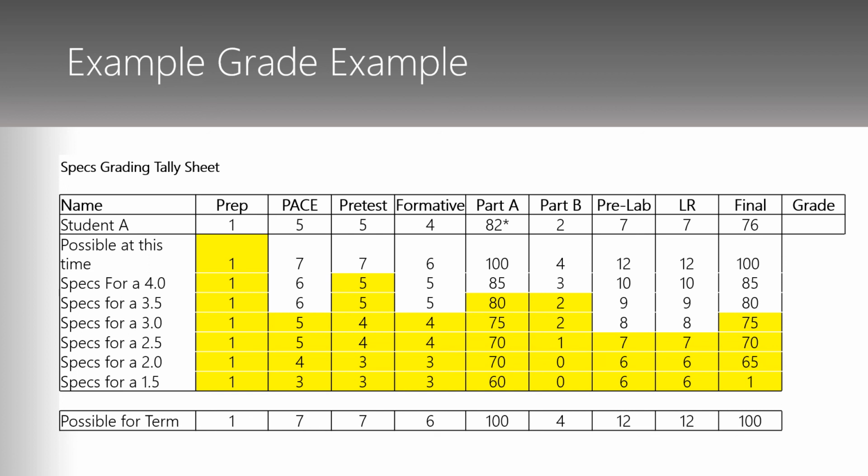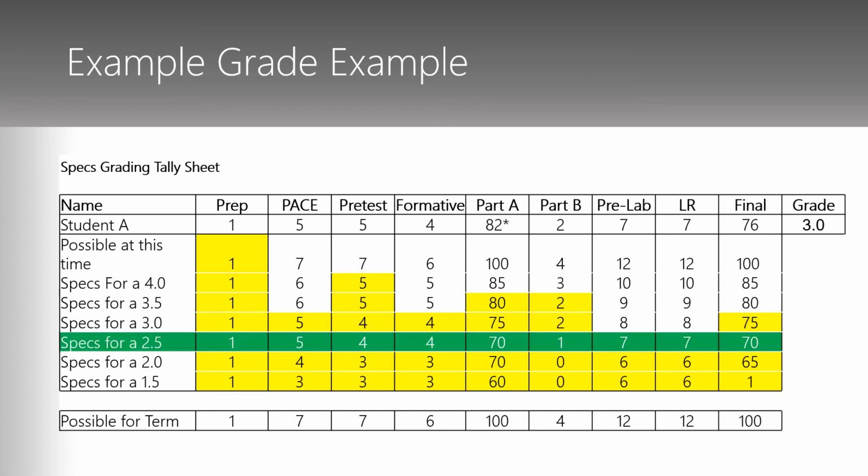So before the final, your grade would be a 2.5 because your grade would be the lowest specification for which you have all of the criteria met, which would be a 2.5. However, you got a 76 on the final. And a 3-point is a 75 on the final. So since you got better than the next grade up, I raise your grade 0.5, so you end up with a 3-point for the final grade for the course.